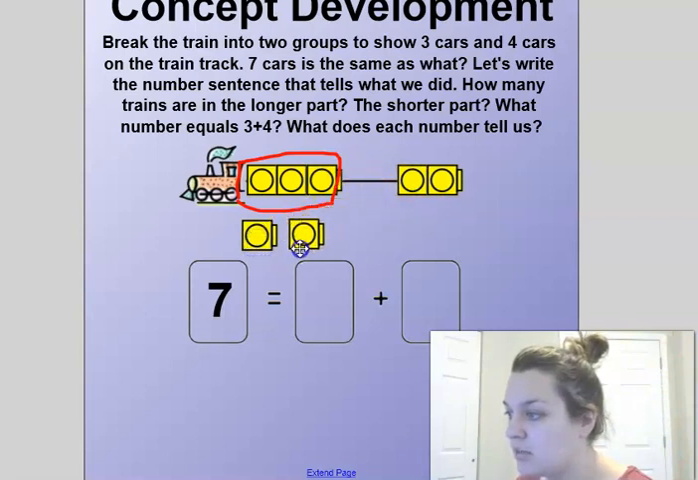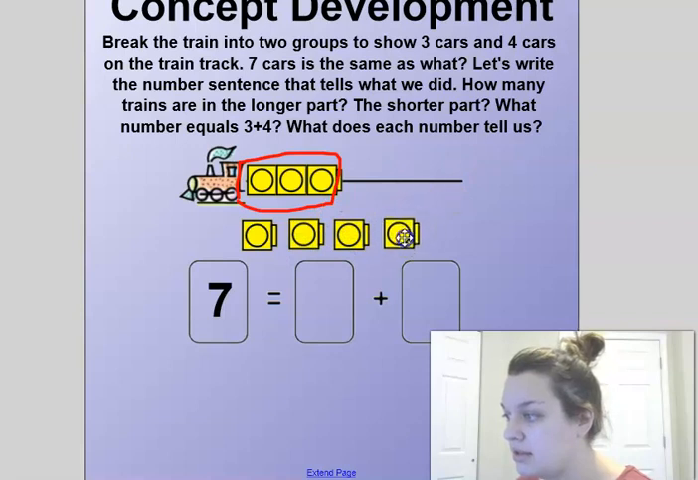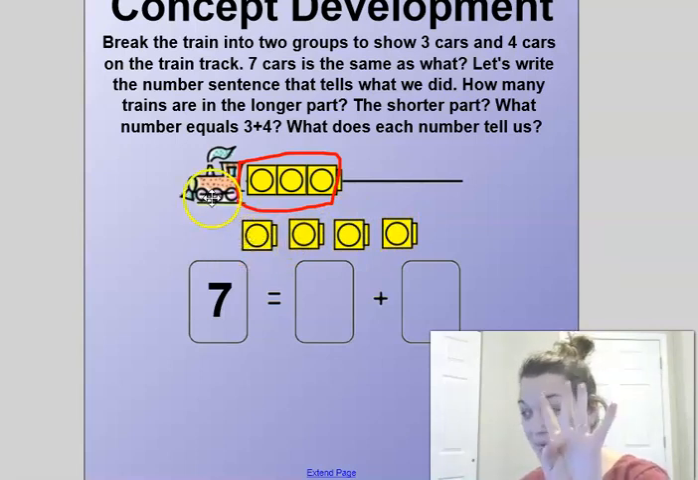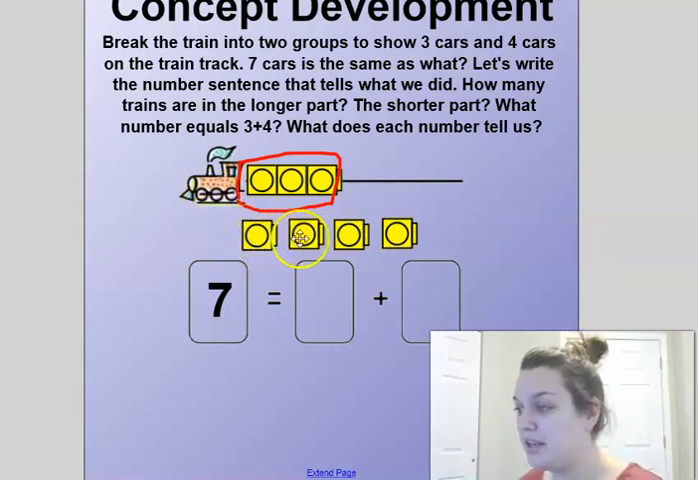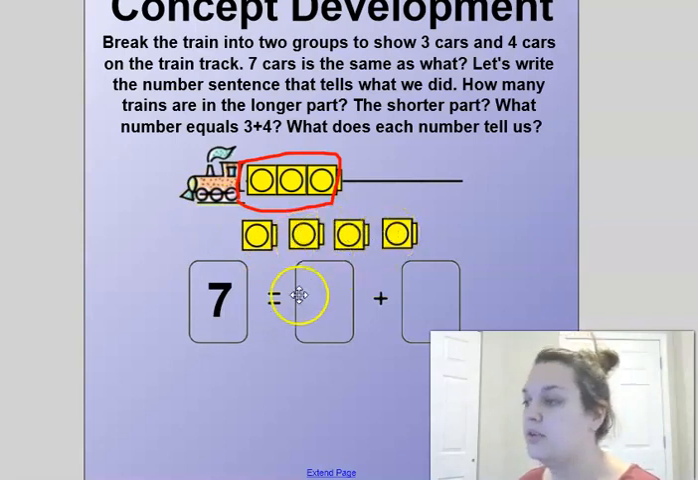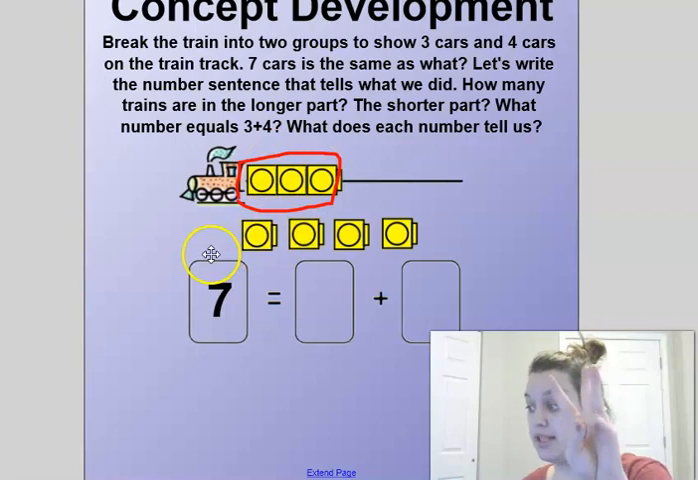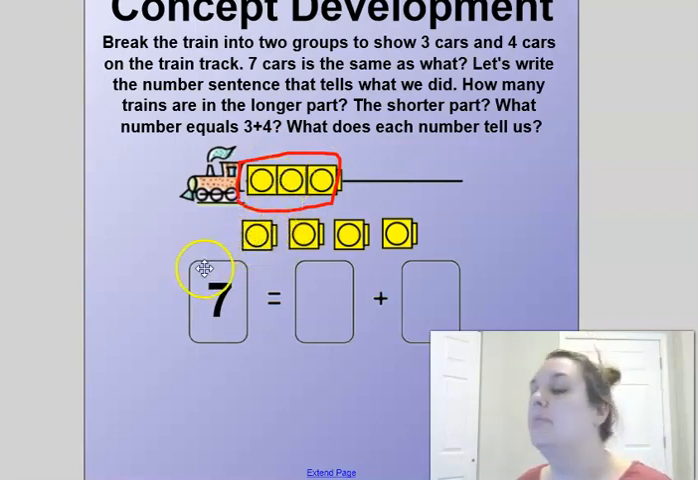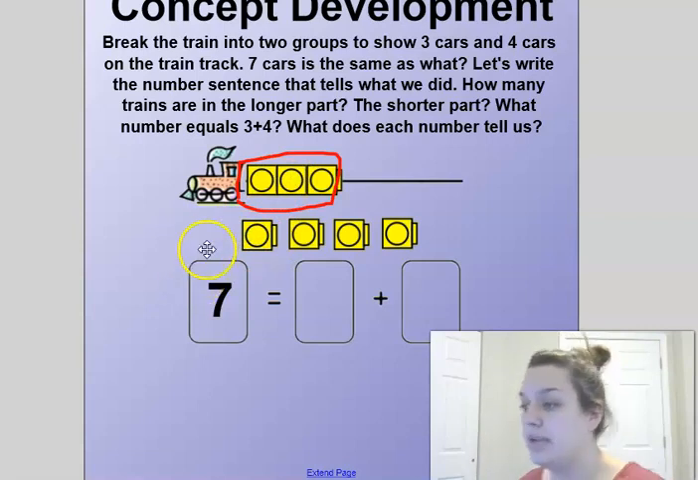This is our unknown, and we're just starting to figure out what our unknown is. What's our unknown? 4. Very good. 1, 2, 3, 4. Okay. So now we have to figure out our number sentence. We figured out what the 2 numbers were. We said 3 and we said 4, and that's what our picture shows. But now we have to figure out how to make this number sentence.